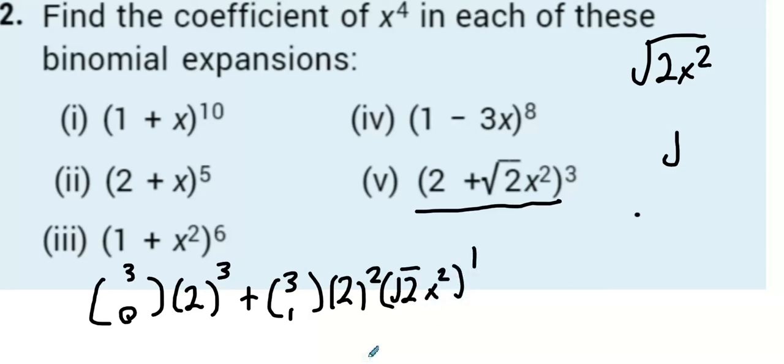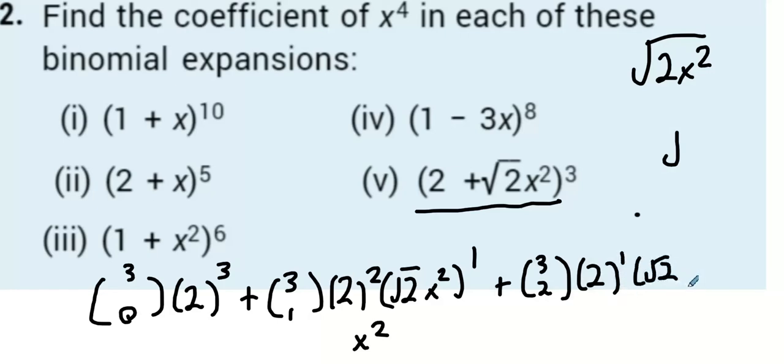All right. Now look at this. The first one has no x's, doesn't it? The second one has an x squared. By that logic, what do you think the third one's going to have? 2 to the power 1, root 2 x squared to the power of 2. And what is x squared to be squared? X to the power 4. Because x squared squared is 4.